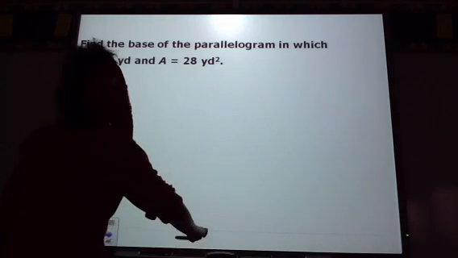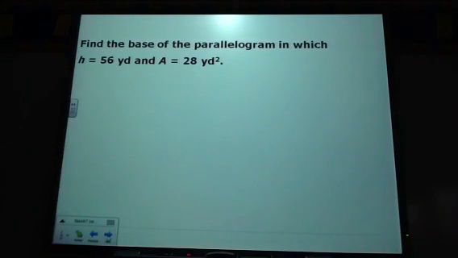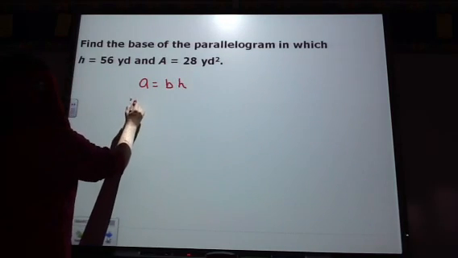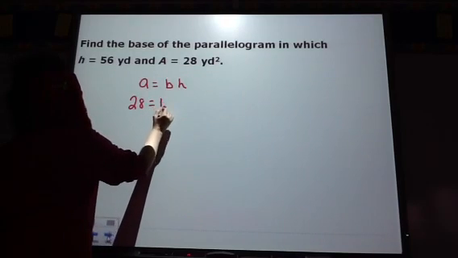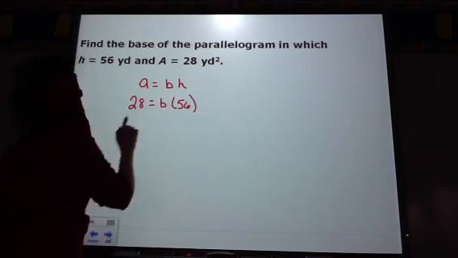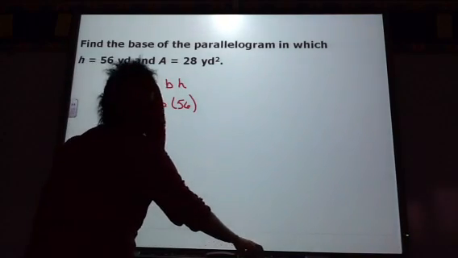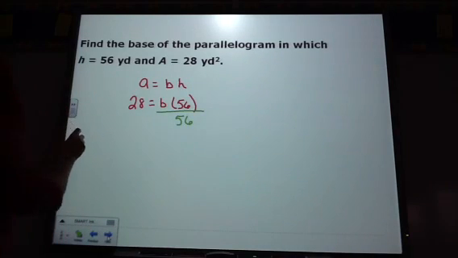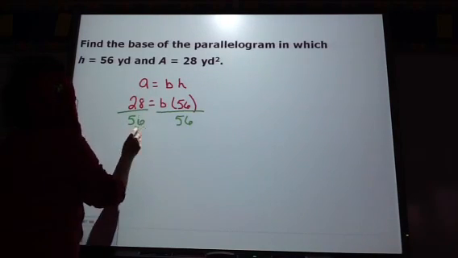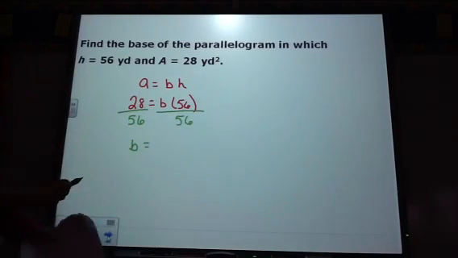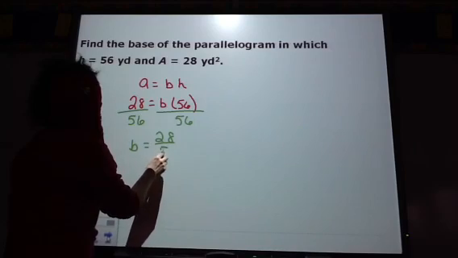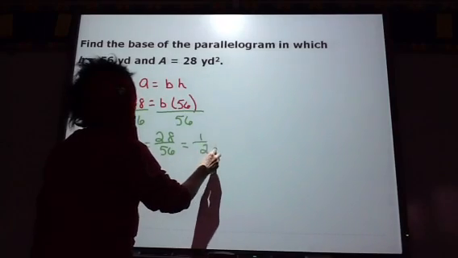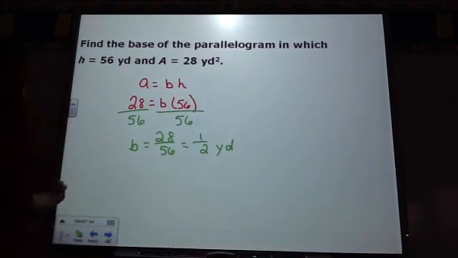Okay, find the base of a parallelogram in which the height is 56 and the area is 28. Again, the formula is base times height. Substitute in what you know. So we need to isolate the variable b by dividing by 56. Therefore, b is going to be 28 divided by 56, which is going to give you 1/2 yard.